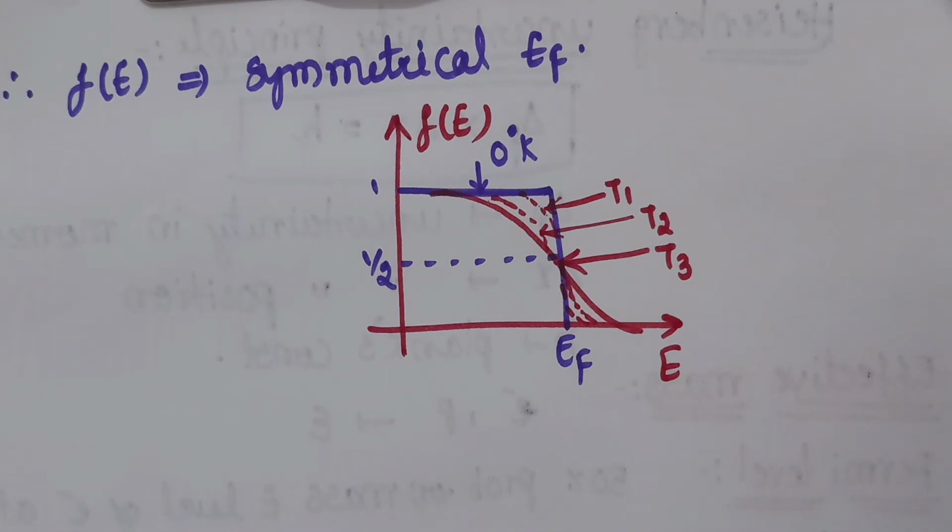So today I tried to explain the basic concepts like mass action law, law of electrical neutrality, Heisenberg's uncertainty principle and the Fermi Dirac function, as well as the Fermi level and effective mass. I hope you understood these concepts well.